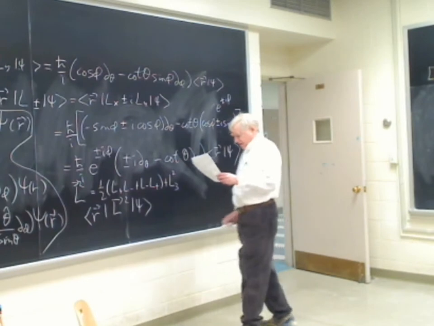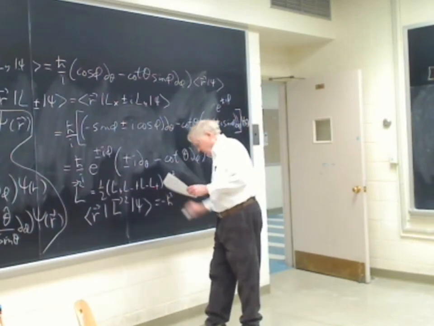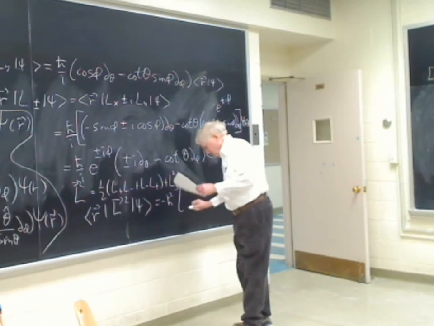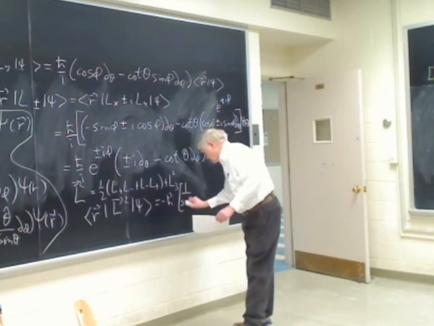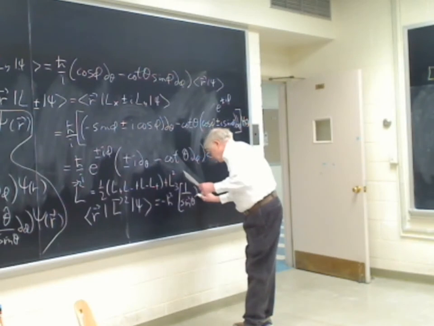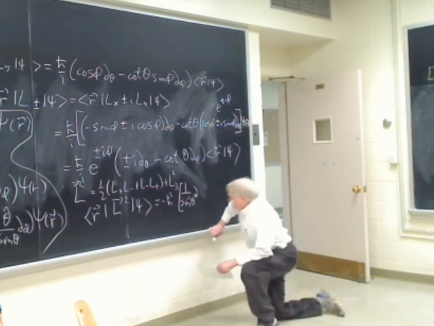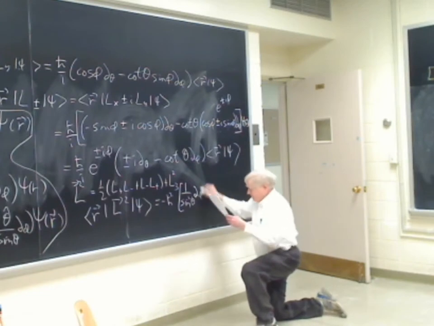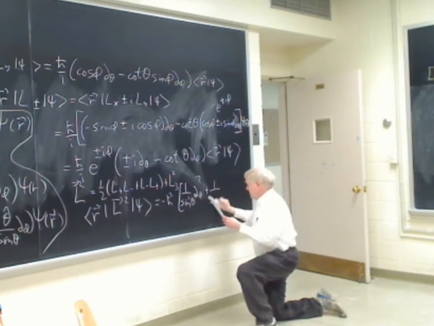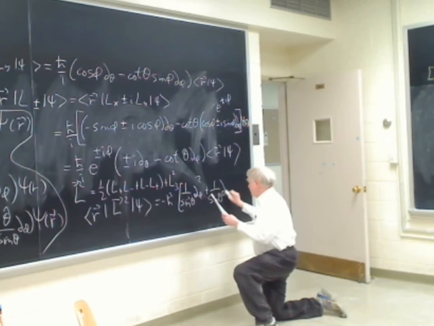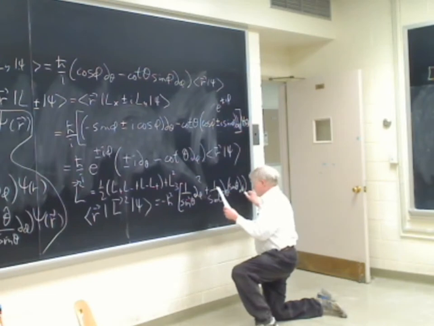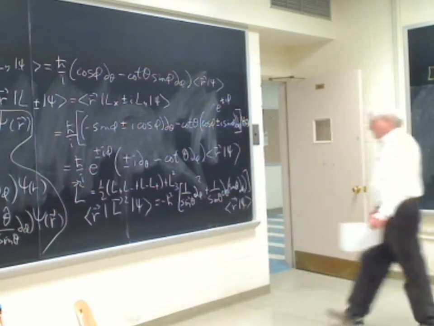L squared psi is equal to minus h bar squared times: 1 over sine squared theta, d squared by d phi squared, plus 1 over sine theta, d by d theta of sine theta d by d theta, all that acting on psi. Okay, so that's the angular momentum part.